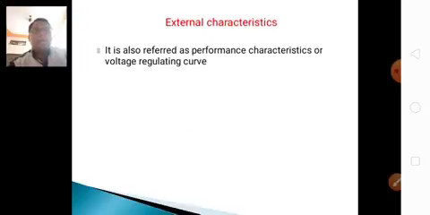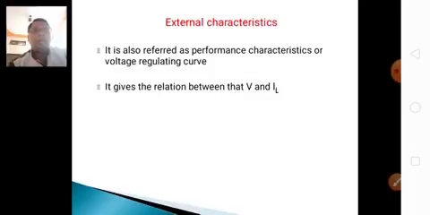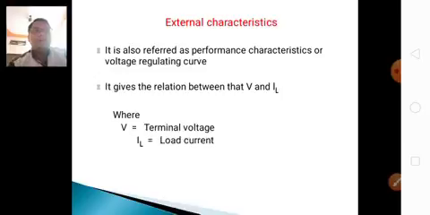The external characteristics are also referred to as performance characteristics or the voltage regulation curve. It gives the relation between V and IL, where V is the terminal voltage and IL is the load current.